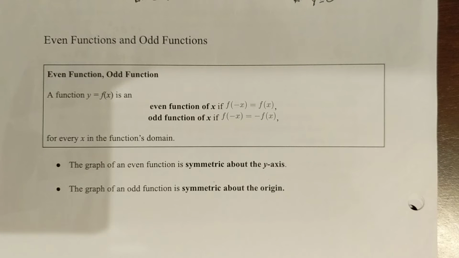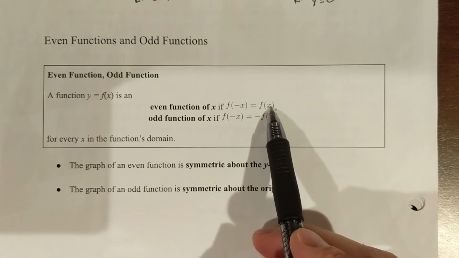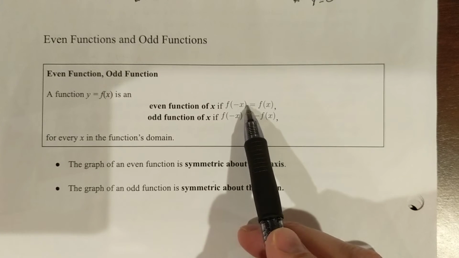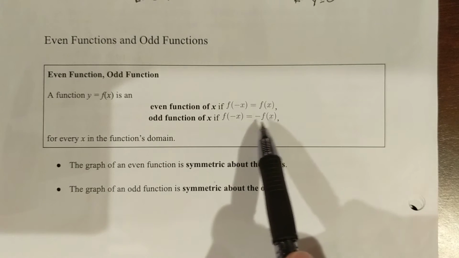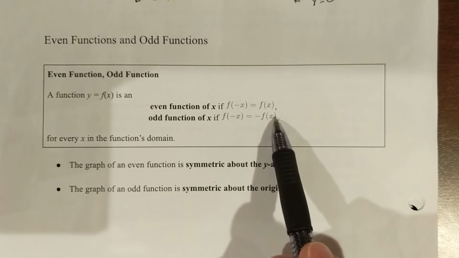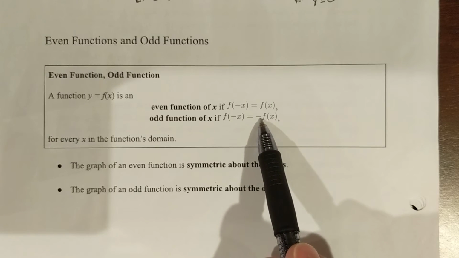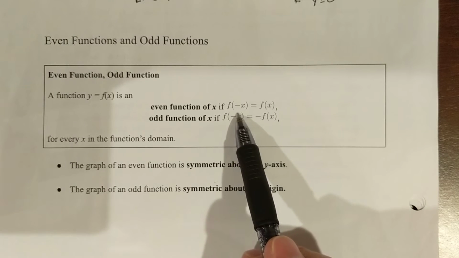So down here we've got even and odd functions. A function y equals f of x is an even function if f of -x is equal to f of x. So that means if I plug 1 in and -1 in, I get the same value. An odd function occurs if f of -x is equal to negative f of x. So if I do the negative value of f of 1, that's the same thing here.